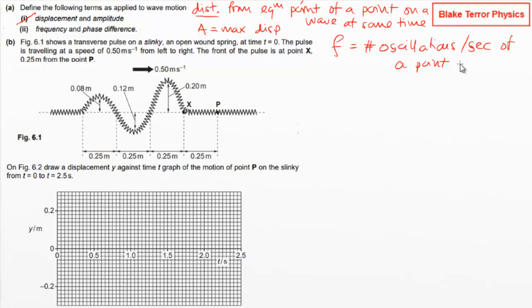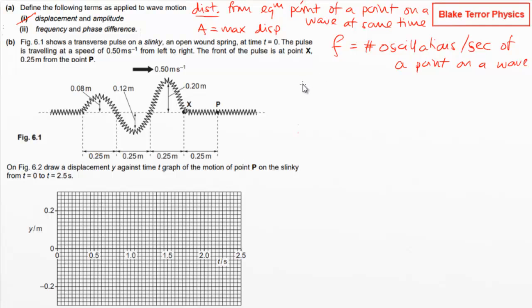It's always useful to put in these things like, of a point on a wave. I mean, that's come up twice here, both for the displacement and for the frequency. It's just useful to have that, because at least you're talking about something in particular rather than just this completely abstracted idea of what a frequency is, of just saying, oh yeah, it's oscillations per second. Well, oscillations of what? Point on a wave.